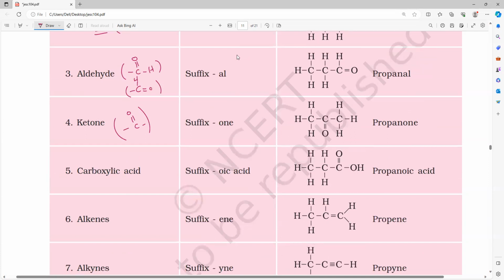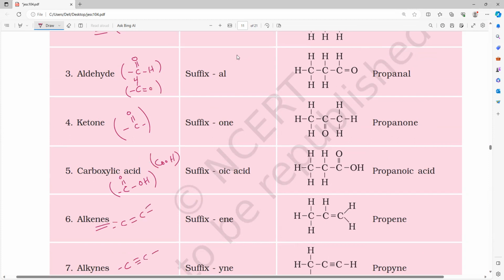Next, carboxylic acid. What will happen with carboxylic acid, everybody? C double bond O, single bond OH. That is COOH. Understand, everybody? Please respond. Next, alkenes. Alkenes means what? C double bond C. Alkynes means what? Triple bond.